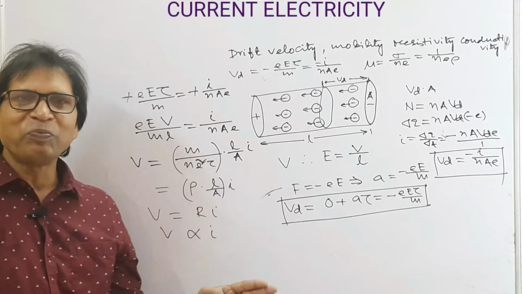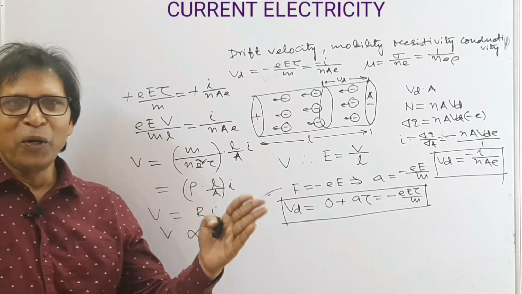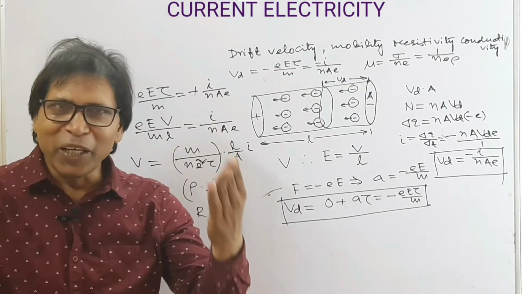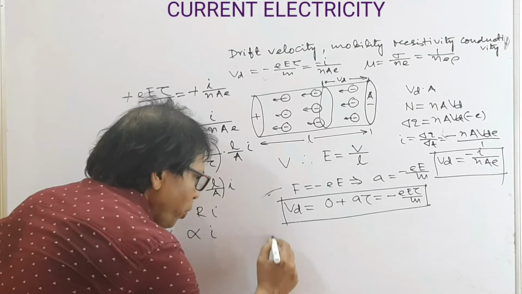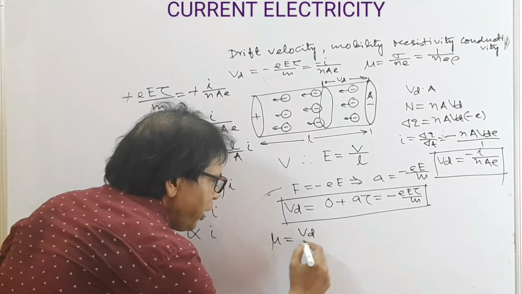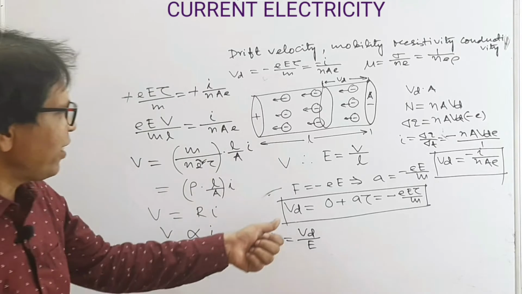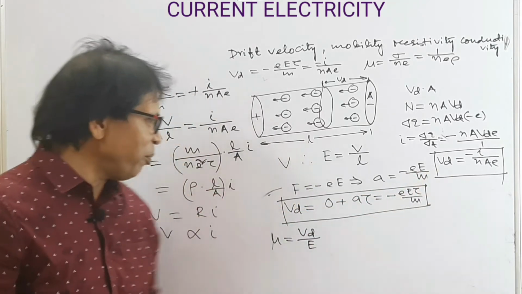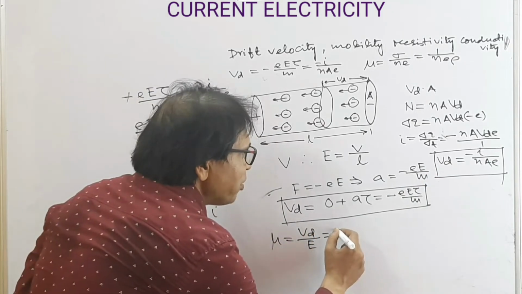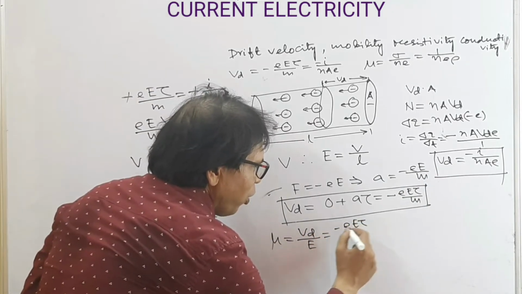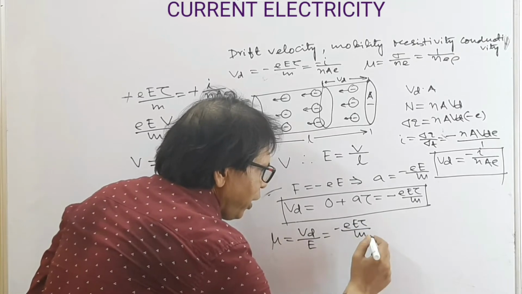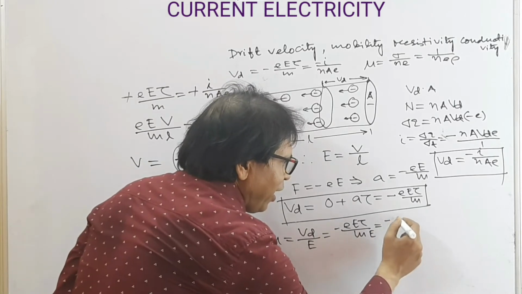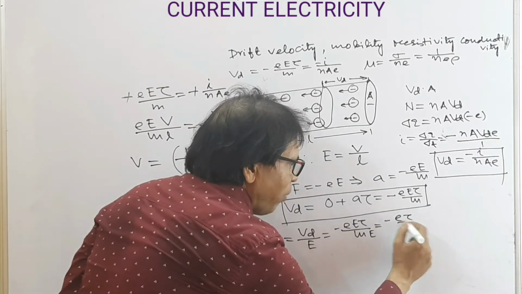Okay. Now mobility. Look at this, mobility is the drift velocity per unit electric field. Mobility μ equal to Vd by E. Now look at this, Vd equal to minus eEτ by m. So this becomes minus eEτ by m into 1 by E. Okay, so look at this, the eτ by m.